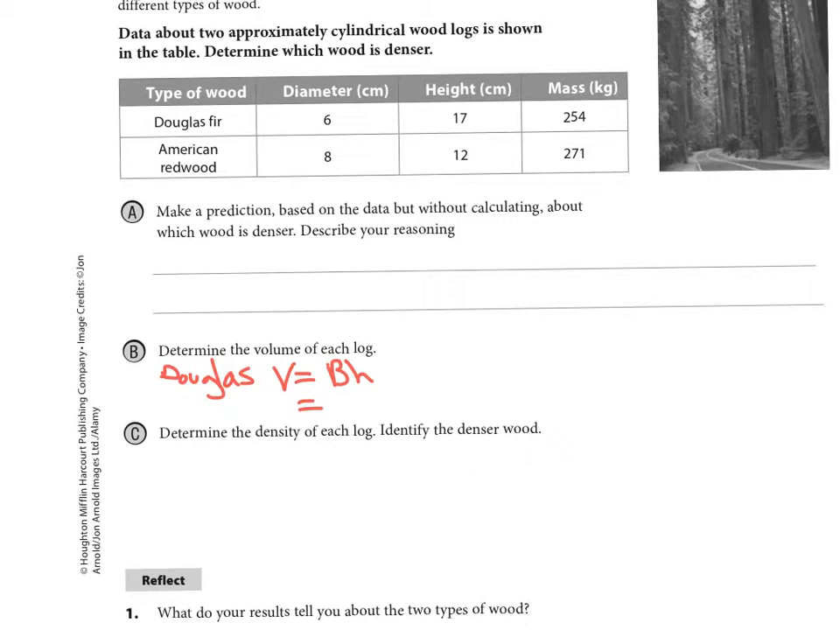So that means the area of a tree is a circle. So I have area equals pi r squared times height. And if the diameter is 6, the radius is 3, and the height is 17. So when I figure that out, I get 480 centimeters cubed.